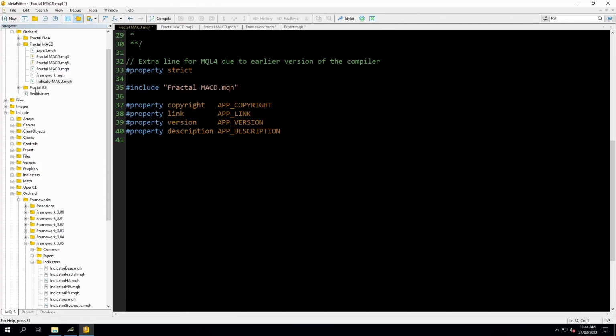Now, I've taken a copy of this complete Fractal RSI folder and simply renamed that copy Fractal MACD. I've changed the names of these 3 key files to Fractal MACD, and I've been through all of the files and changed the various comments and names to MACD rather than RSI. So there's no coding change so far happening in here. I've also taken this indicator RSI file and copied that into the Fractal MACD folder and renamed it indicator MACD. So this is where I'm, in this instance, going to create an indicator that is for MACD that is outside the framework. Now let's work on that file first.